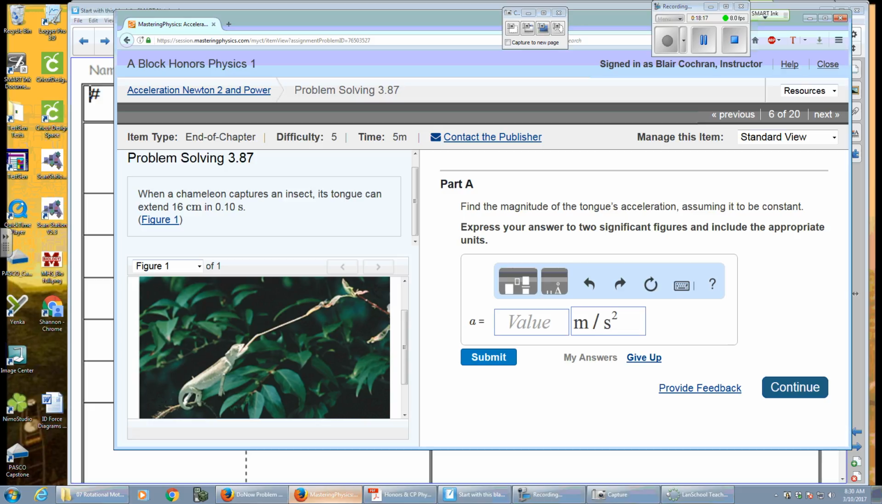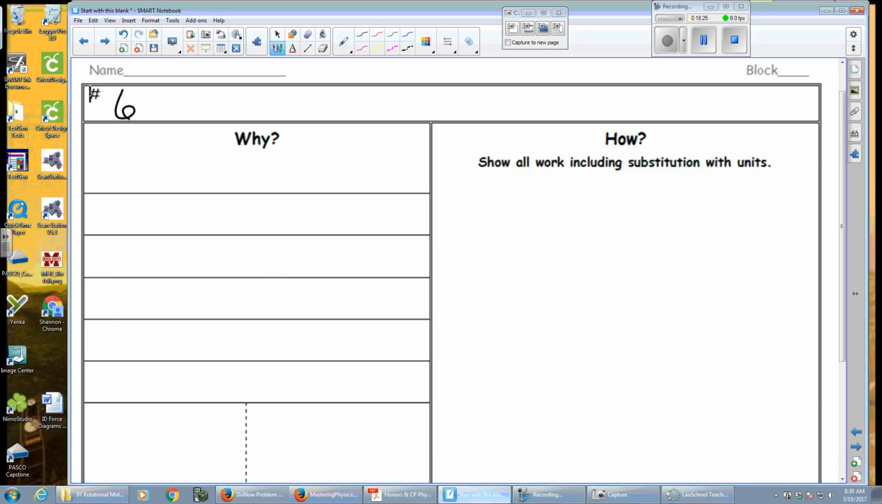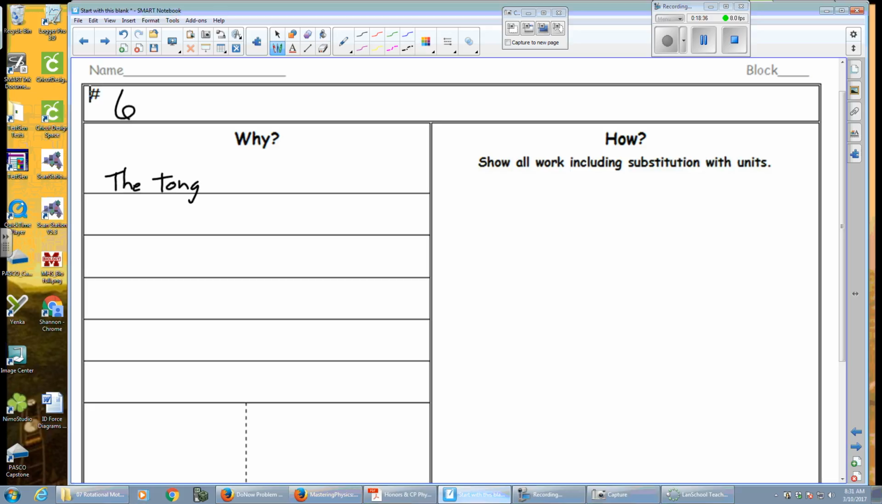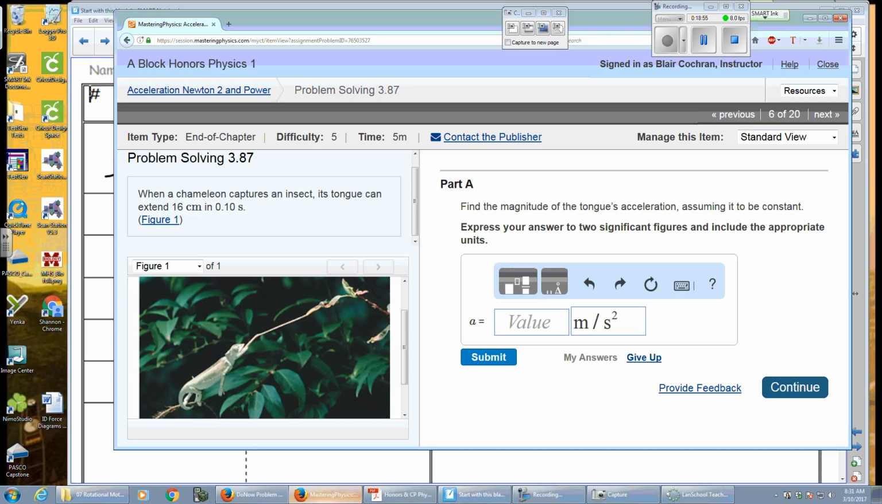Tell me something we know about the starting conditions of the tongue. It's at rest. So, there you go. Is it the tongue? Yes, tongue. Okay. Starts at rest. Accelerates the whole time, the whole distance. And they want to know what the acceleration is.